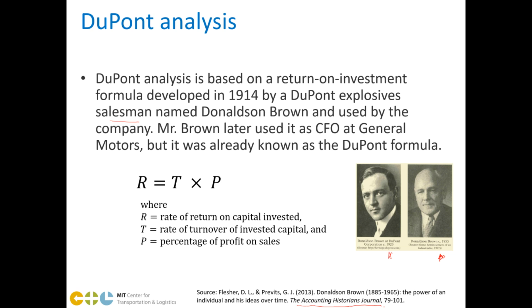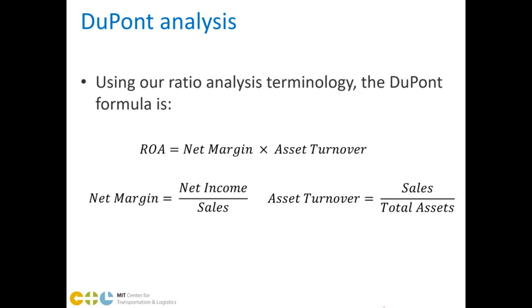And those, in terms of our thinking of ratio analysis, it's really, in essence, a combination of 2 ratios. And so writing it in our ratio analysis terminology, we have the return on investment or return on assets here is net margin times asset turnover, where our net margin is the net income divided by sales. Our asset turnover is the sales divided by total assets. And obviously, if you multiply them together, the sales cancel out and you get net income over total assets, which is your return on assets.